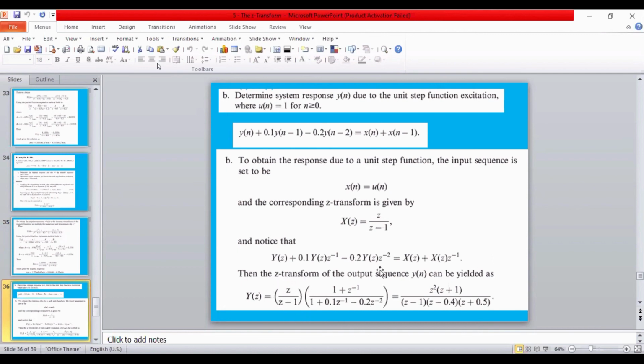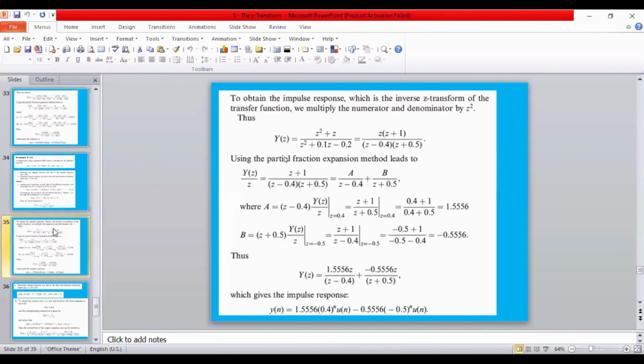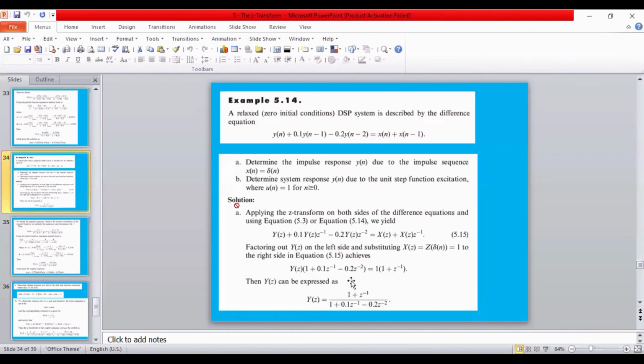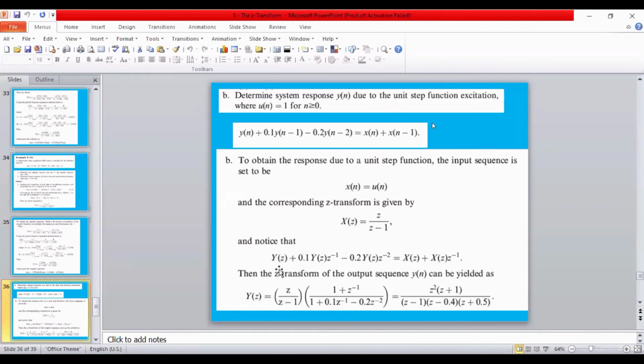So we have the same expression as before, only instead of 1, because here we already had this one. Look, this was here. But now our input is not the delta function, our input is the unit step. So that's why we have an extra term in front of the big brackets. This is the Z transform of the unit step.